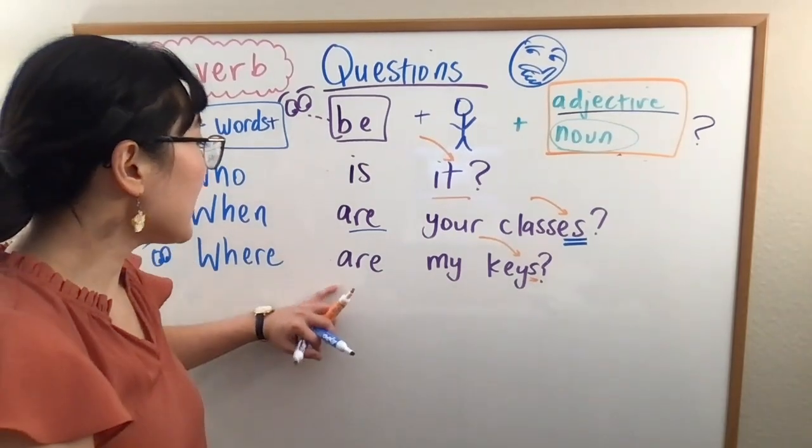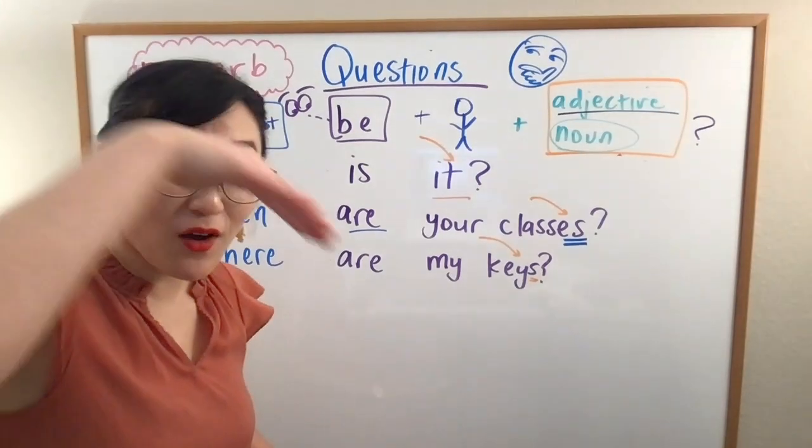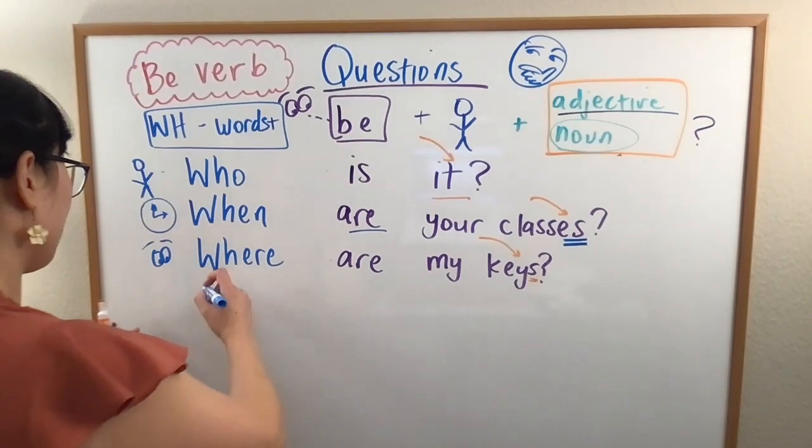Where is my son? Where is my dog? It goes down. Next. What?